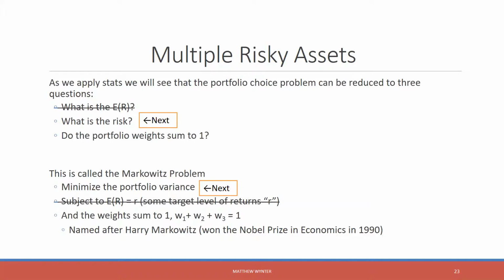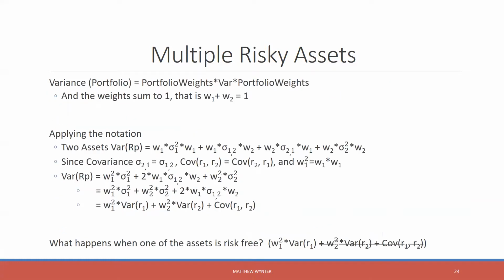That's fantastic because we're going to want to, again, minimize the portfolio variance subject to our expected returns reaching some target level. So what remains? Well, we still got to understand risk. So let's jump into it. The variance for the portfolio. The variance for the portfolio will be the portfolio weights pre and post multiplied by the variance covariance matrix.